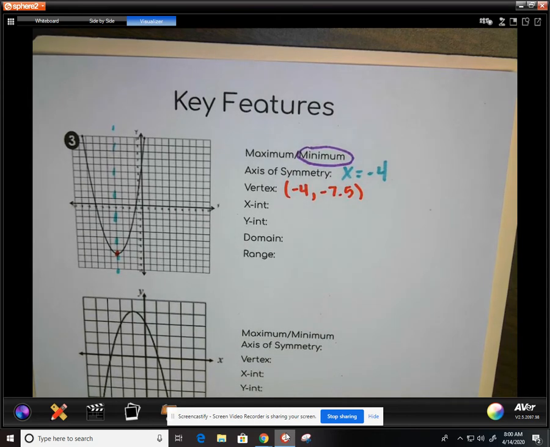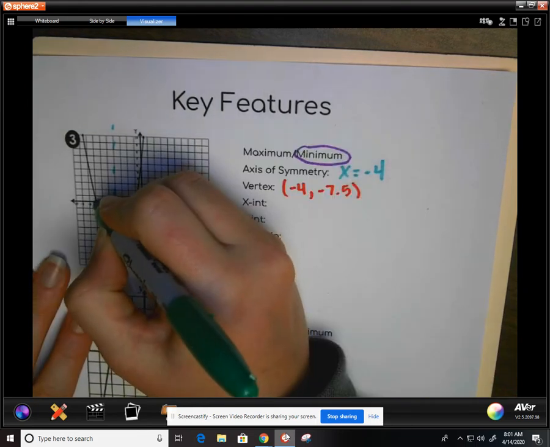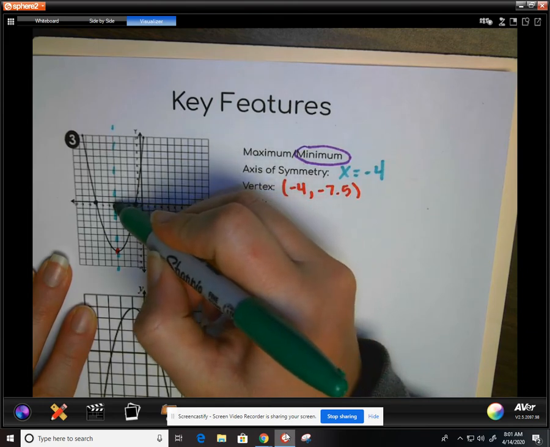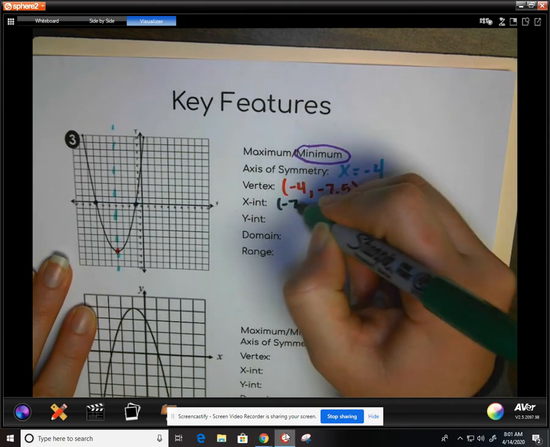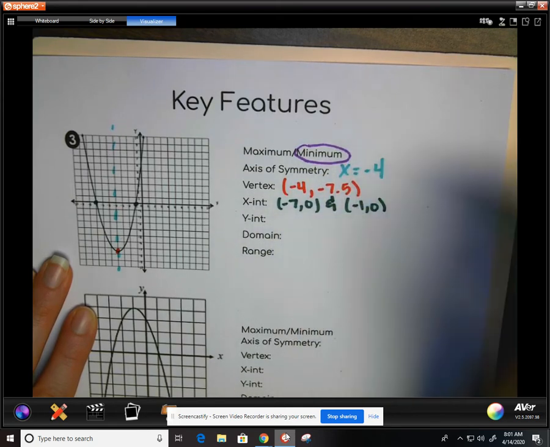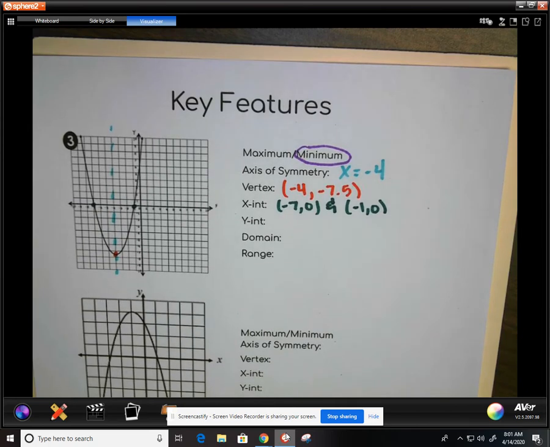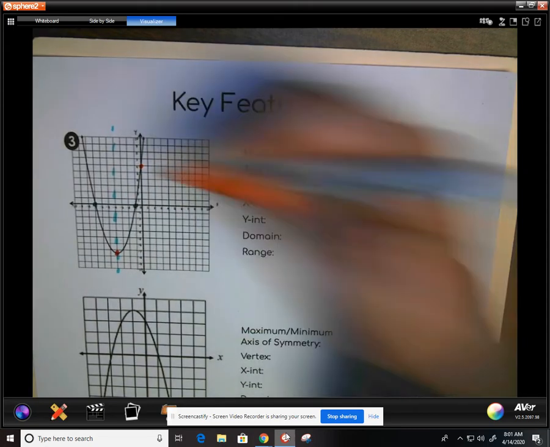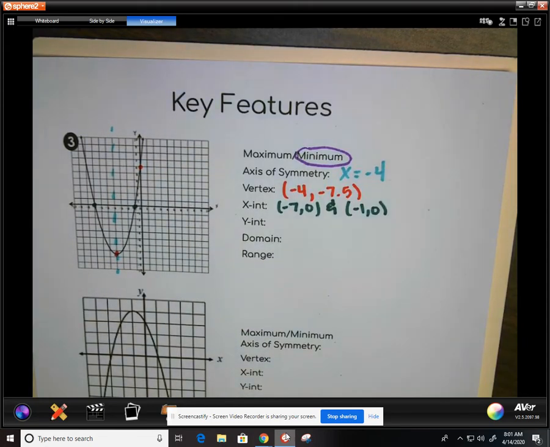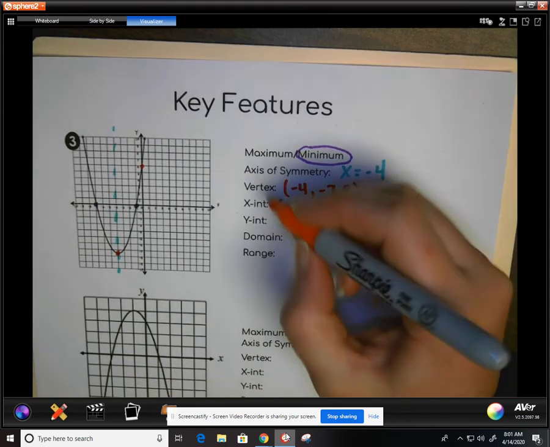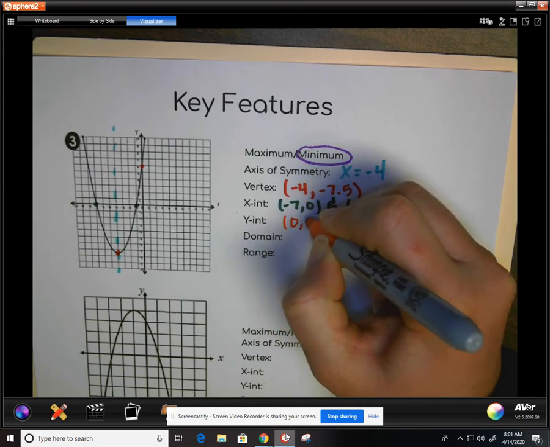Okay, the x-intercepts. X-intercept just means where it's crossing the x-axis, and it's crossing at those 2 points. And so one of them is at -7, and the other one was at -1. The y-intercept, that's where it crosses the y-axis, and it's crossing the y-axis up here, and there will only always be one y-intercept. And so this crosses the y-intercept at +6, so we're going to have 0 and then 6.